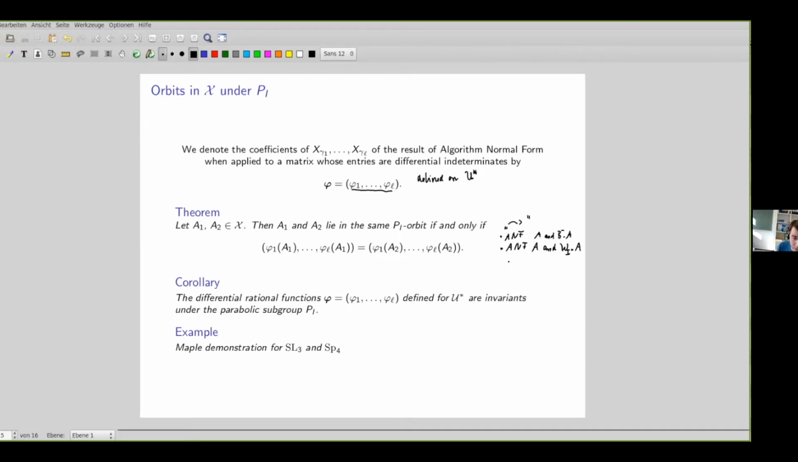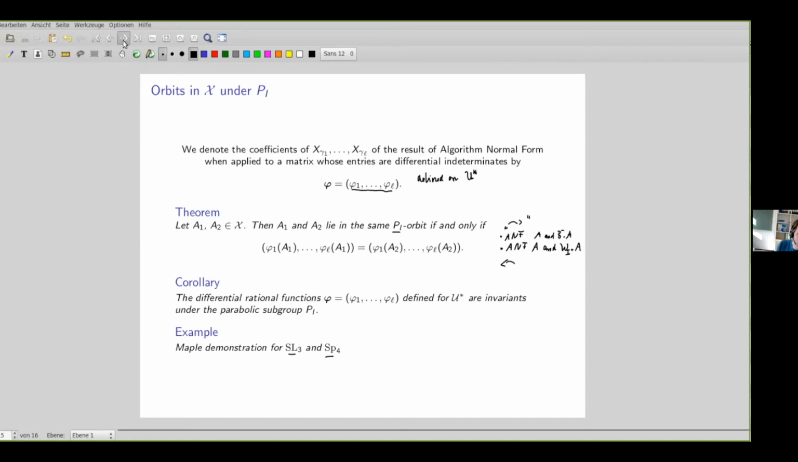In the other direction, I think that's trivial, because when they have the same values, then they have the same normal forms, and the transformation matrices which appear in the algorithm normal form lie in the parabolic subgroup. Okay, so the phi's are invariants under the parabolic subgroup. And later on, we can look at a Maple demonstration for the special linear group and for the symplectic group.